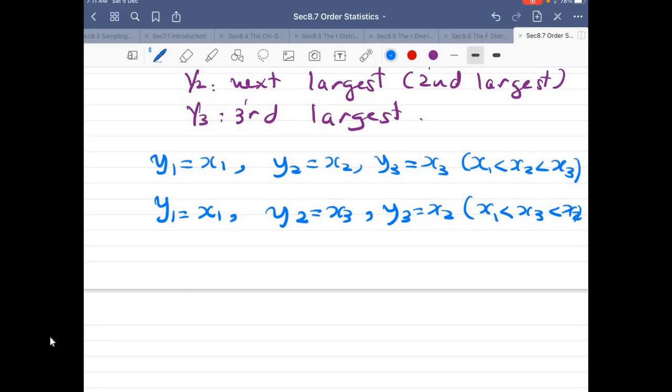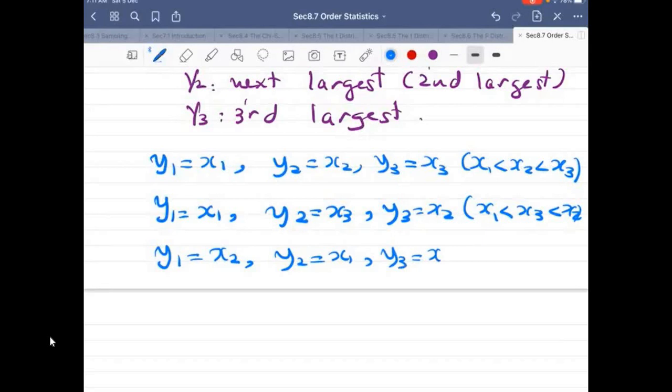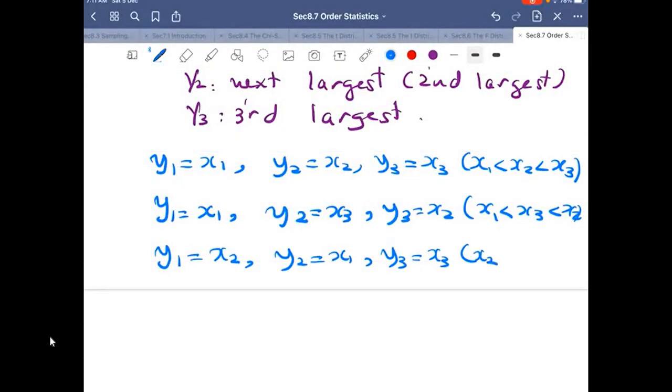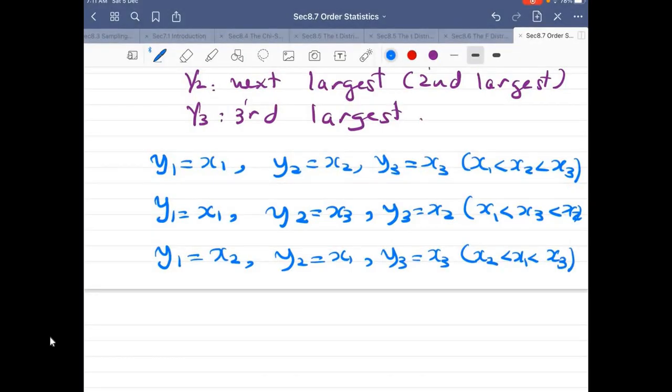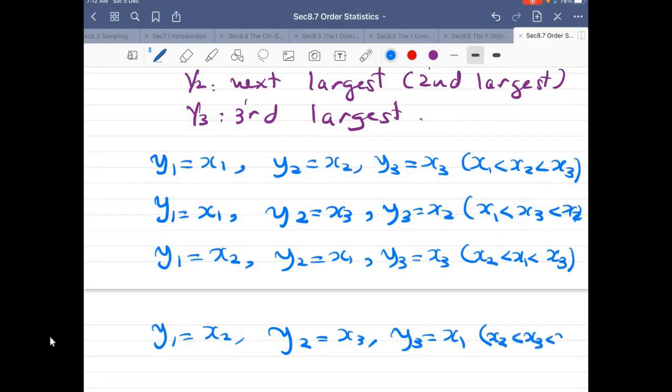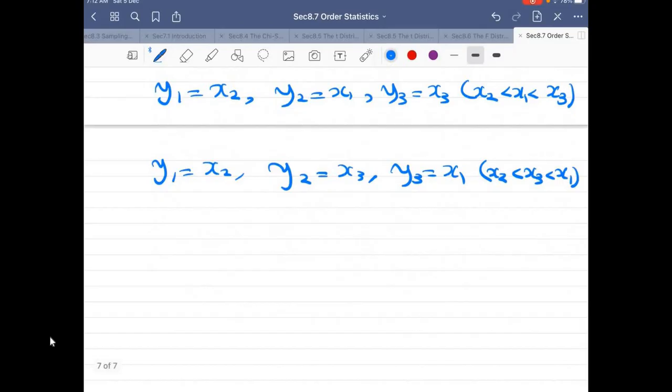The set of all permutations could be: I can have y1 is x2, y2 could be x1, and y3 could be x3. So here x2 is less than x1, which is less than x3. I can have y1 is x2, y2 is x3, and y3 is x1. This will happen when x2 is the smallest, next smallest is x3, and largest is x1.